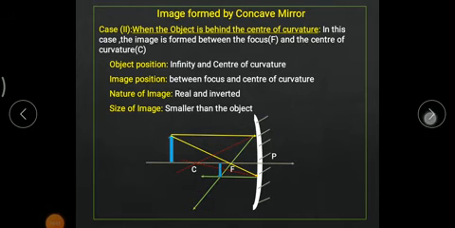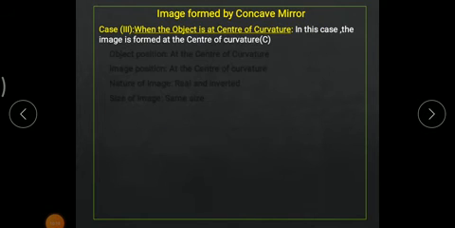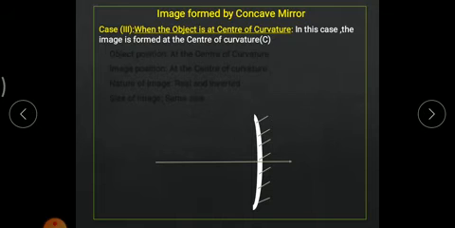Now let us see the third case. When the object is exactly at the center of curvature, what will happen? Again, I'm taking an example of a concave mirror. Principal axis is there, center of curvature, and a pole. Now, when the object is exactly at the center of curvature, this is the center of curvature.